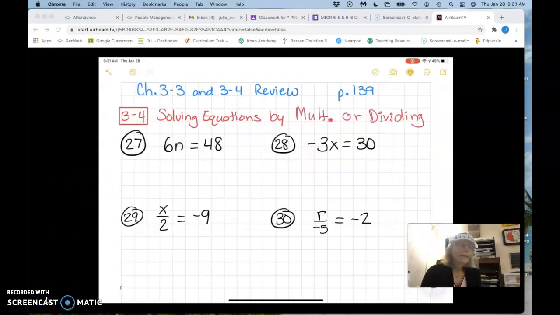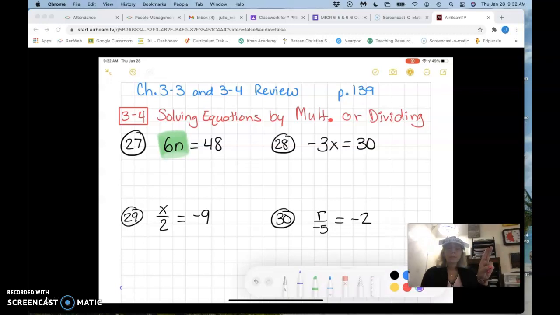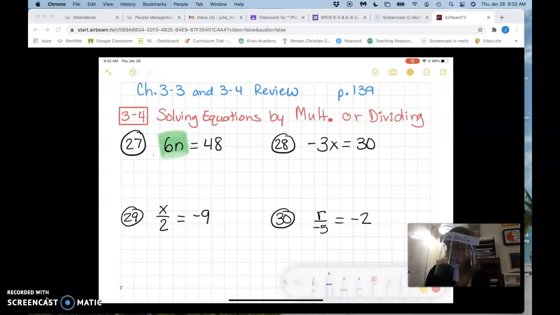Okay, so on to the last section for our review, section 3.4, which is solving equations by multiplying or dividing. Again, we're going to use the same process. We're going to look at what's happening to the variable, and we're going to do the opposite. When two things are written next to each other, like 6 and n, what operation is happening? Multiplication. So we're going to do the opposite, which is division. Divide by whatever is next to the variable. Whatever I do to one side, I do to the other.